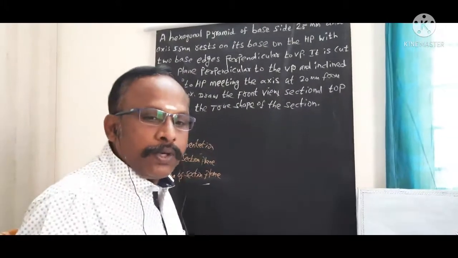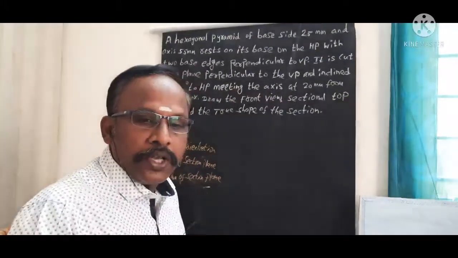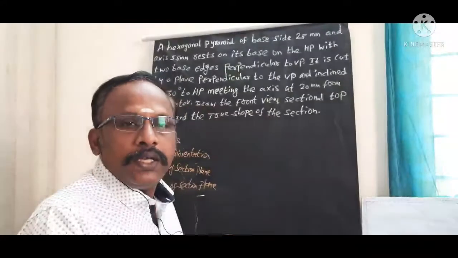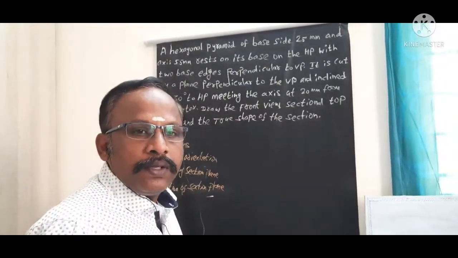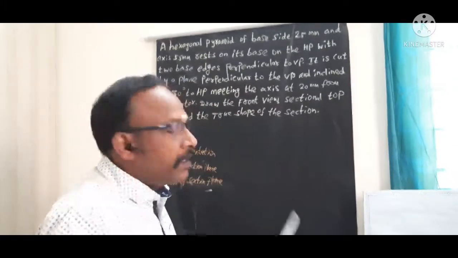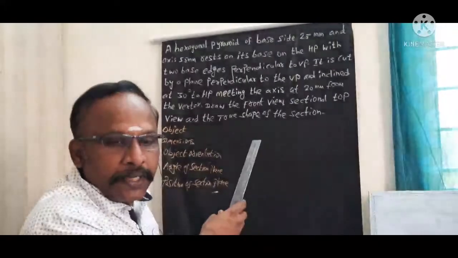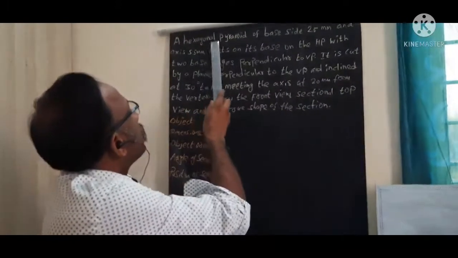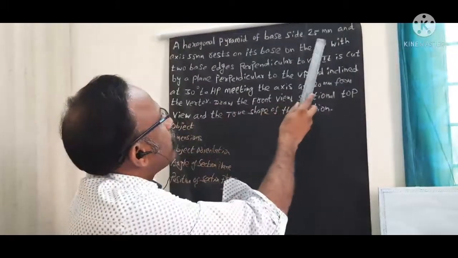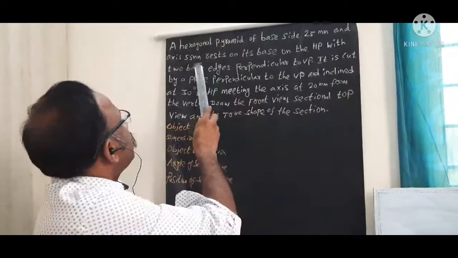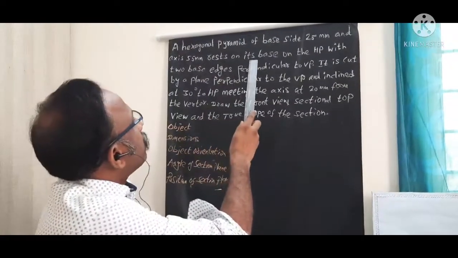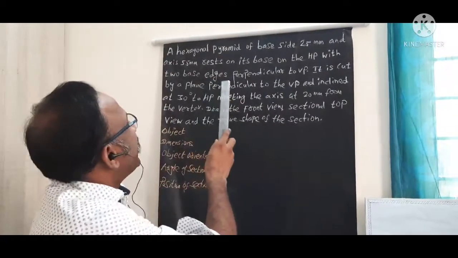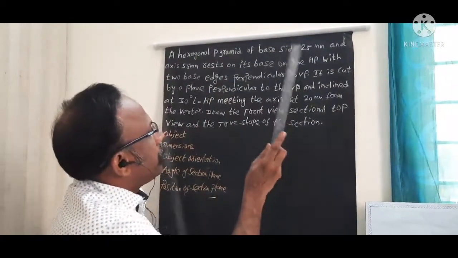So, welcome to engineering drawing course. Today we are going to solve one problem on section of solids, right? Section of pyramid. Consider the problem: a hexagonal pyramid of base side 25 mm and axis 55 mm rests on its base on the HP with two base edges perpendicular to VP.